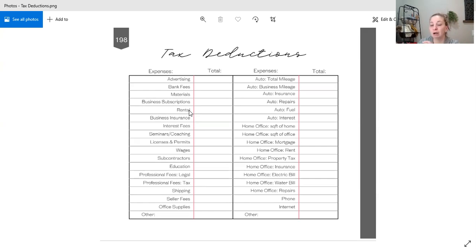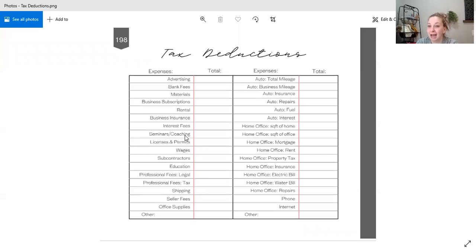Rental. If you have a construction company, this may be rental of equipment. It may be a building rental or an office space rental, or it may even be a booth rental. Okay, so that's what's going to go here. Business insurance, pretty straightforward. Interest fees. This is on credit cards or business loans, but they have to be only used for business.